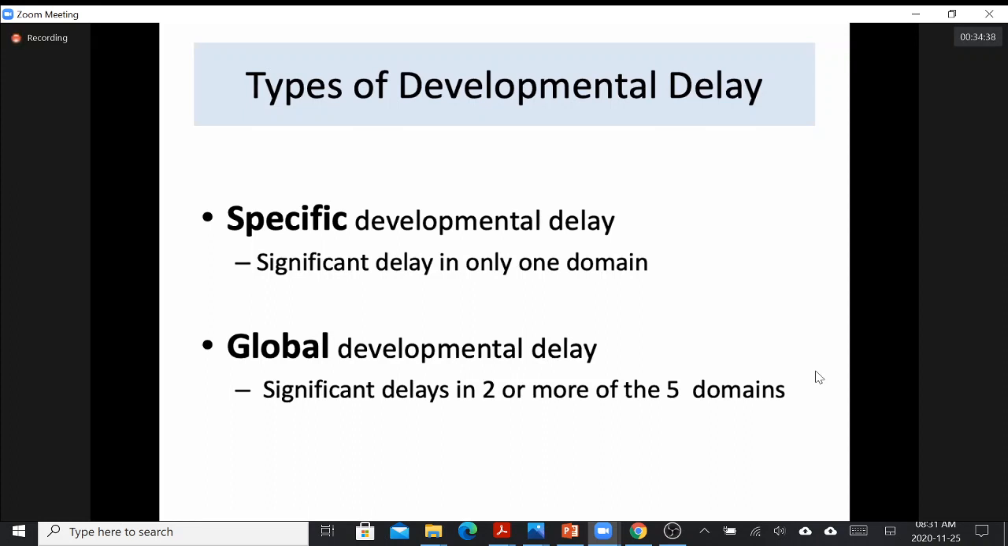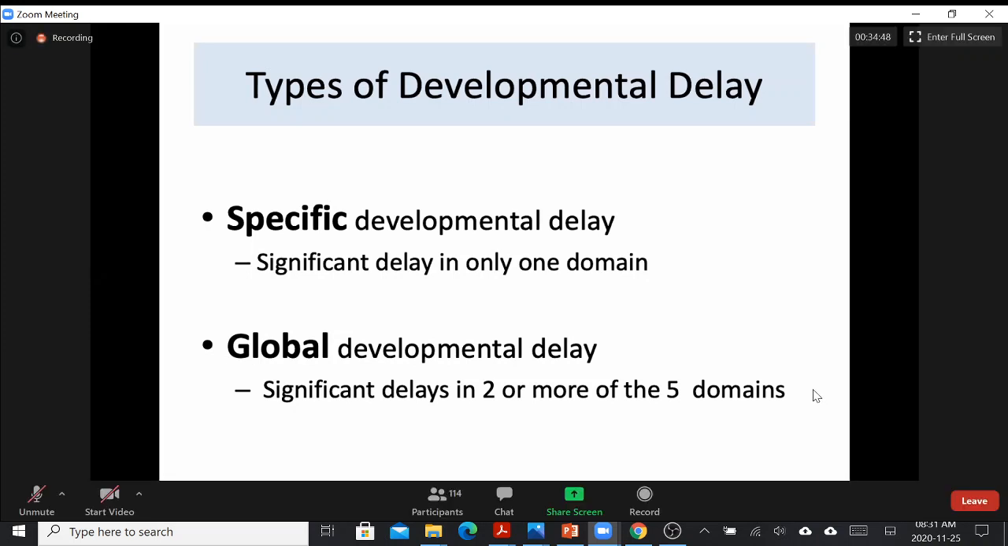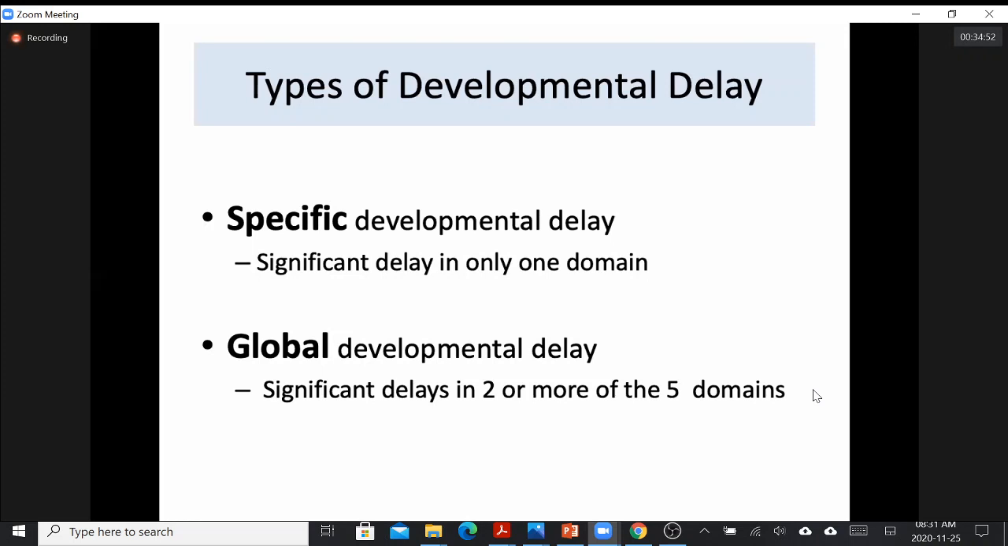So what type of developmental delay? We are now talking to say whether it is a specific delay or a global delay. That's a specific delay, madam. Yes, so you have to say it is a specific developmental delay which is limited to which domain? Gross motor. Right, very good. So that is how you sort it out.